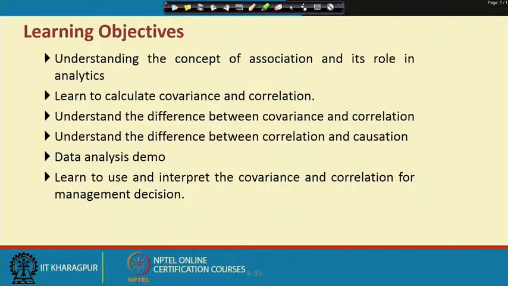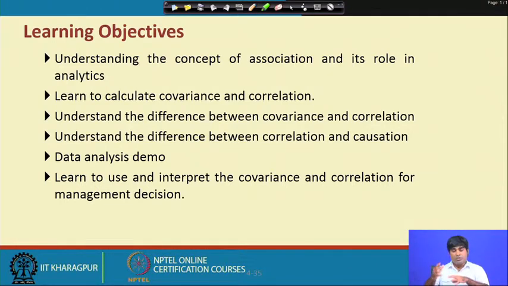So, the basic idea of this particular lecture is to know the concept of association and its role in analytics or econometrics, learn to calculate covariance and correlation, understand the difference between covariance and correlation, and understand the difference between correlation and causation, and then we will solve some problems with the help of data, just like we have discussed earlier.